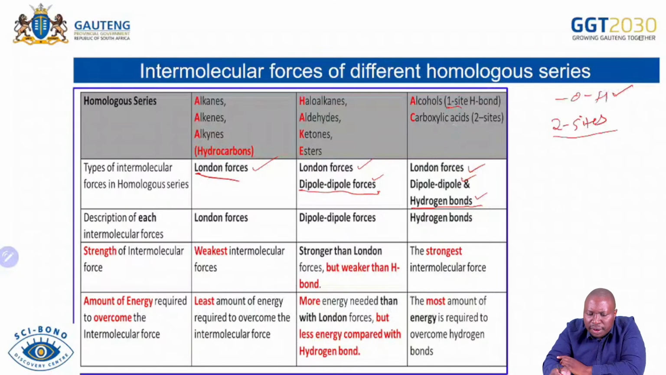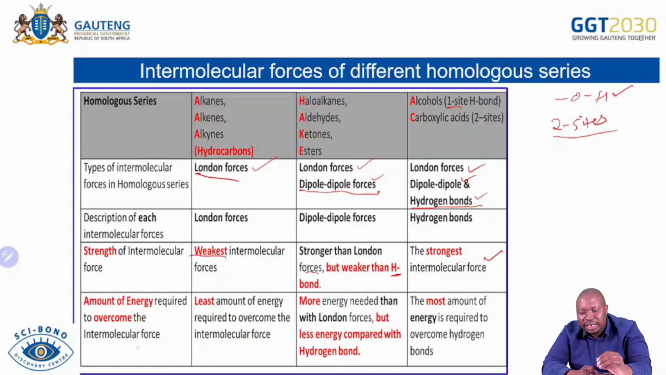Now we are going to look at the strength. Remember, London forces are the weakest intermolecular forces, dipole-dipole are stronger than London forces but weaker than hydrogen bonds. Please, I emphasize, don't write hydrogen bond as H bond, write hydrogen bond in full. So the strongest intermolecular forces are the hydrogen bonds. After we look at the strength, we look at the amount of energy that will be required to overcome the intermolecular forces.